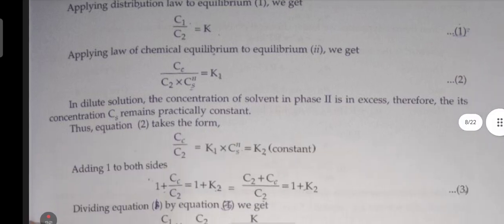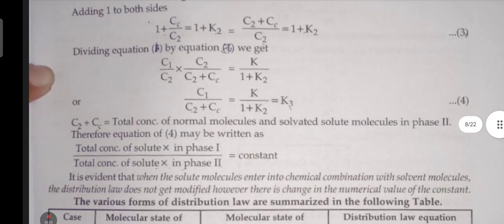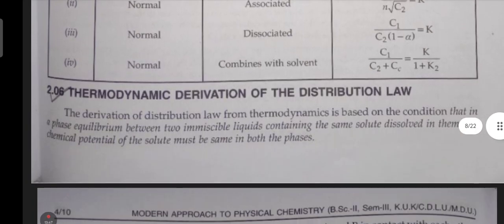In dilute solution, the concentration of solvent in phase 2 is in excess. Therefore, its concentration Cs remains practically constant. Now we will see C2 plus Cc is equal to the total concentration of normal molecules and solvated solute molecules in phase 2.